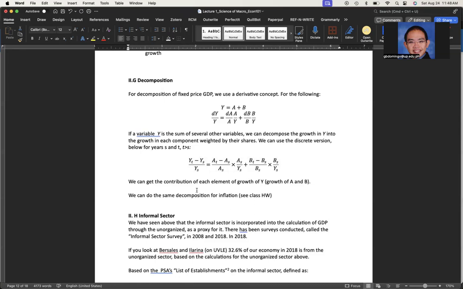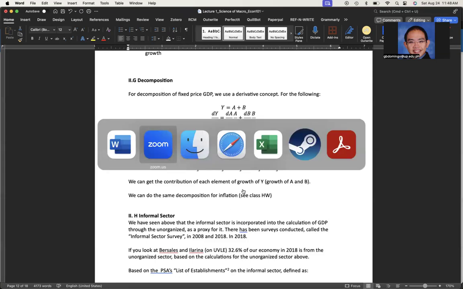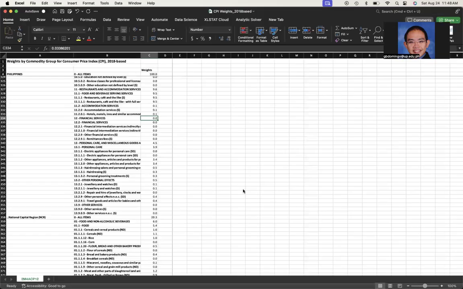So you can use the same decomposition for inflation. We'll probably do that when we meet each other face to face. But for now, let's look at GDP, an example of this in GDP.